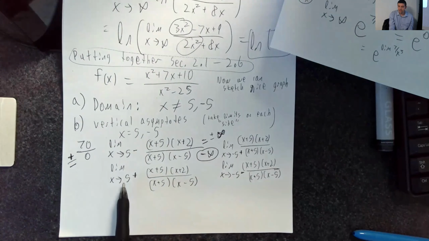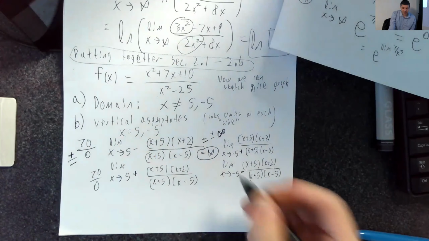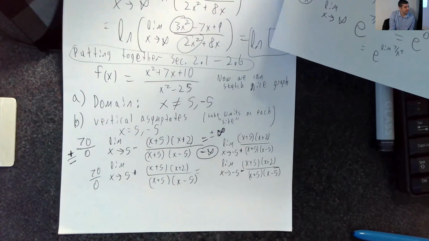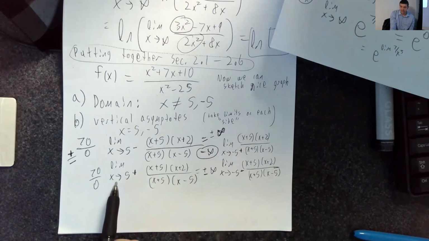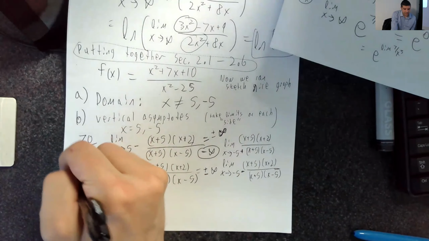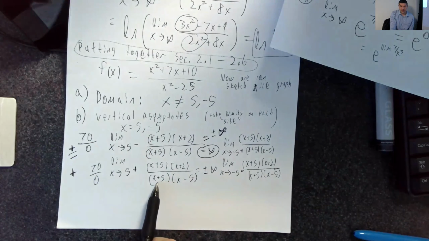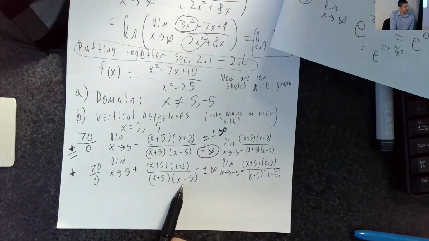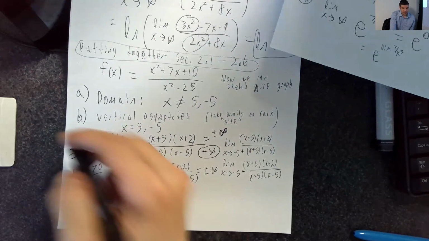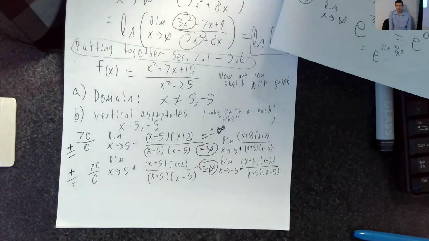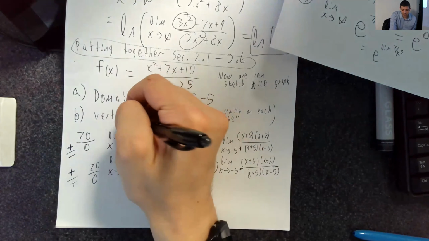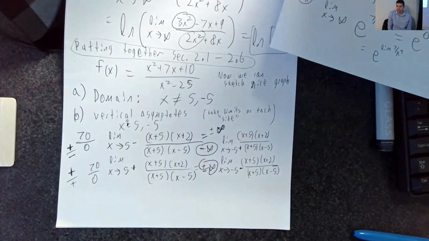What about this one? If I plug in 5, what do I get? Same thing, 70 over 0. So the answer has to be positive or negative infinity. And how do I test it? I plug in like 5.1. So I get a plus in the numerator, and then a plus times a plus, which is plus. Positive infinity. Put a question mark here because we don't know.